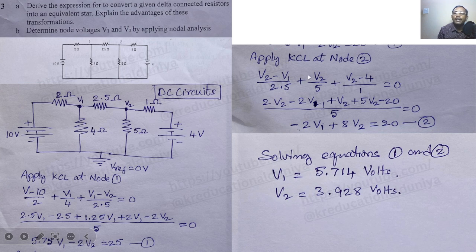Here again, solve this and we have to get it in terms of V1, V2 equal to a constant. We have to write it in this form. See, there are 2 unknowns and we have 2 equations. So can we solve the problem? Yes. Put these 2 equations in the calculator and you will directly get the V1 value and V2 value. So V1 equals 5.714 volts and V2 equals 3.928 volts. This is what they are asking: determine the node voltages V1 and V2. So we have found the node voltages.